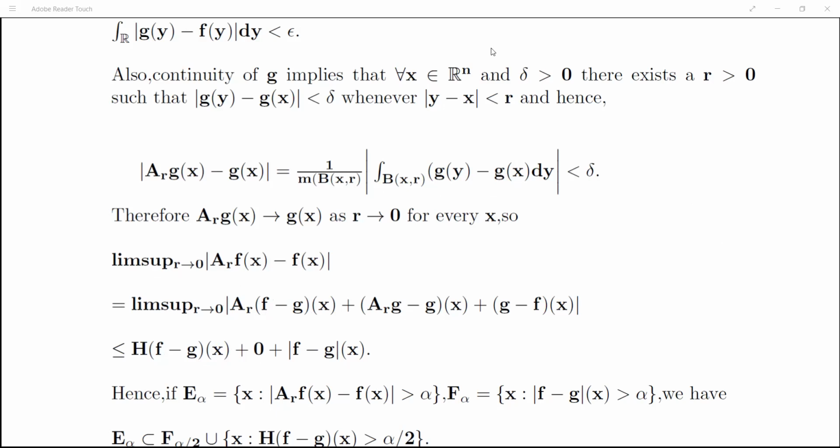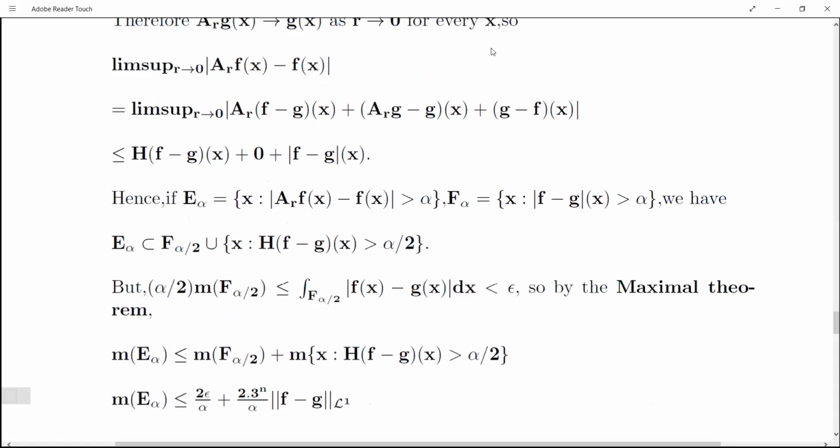For every positive alpha, you define a set like this: the set of all x such that mod of ARF minus F is greater than alpha. And define F alpha to be the set of all x such that mod of F minus G is greater than alpha. Then obviously we have E alpha is contained in F alpha by 2 union the set of all x such that the Hardy-Littlewood maximal function of F minus G is greater than alpha by 2.